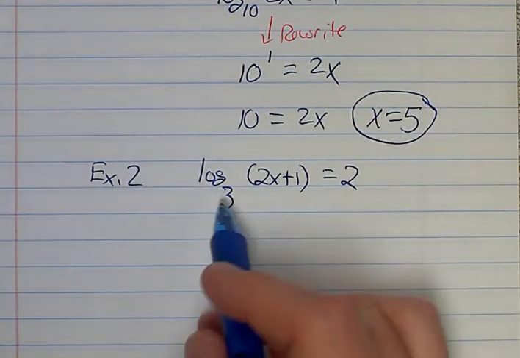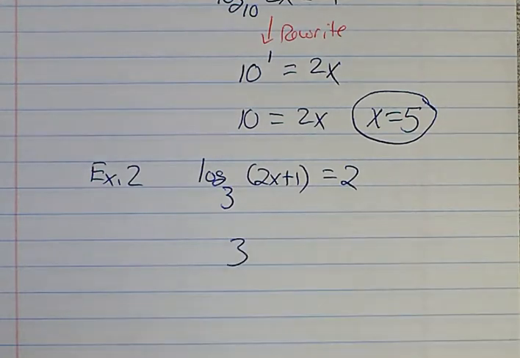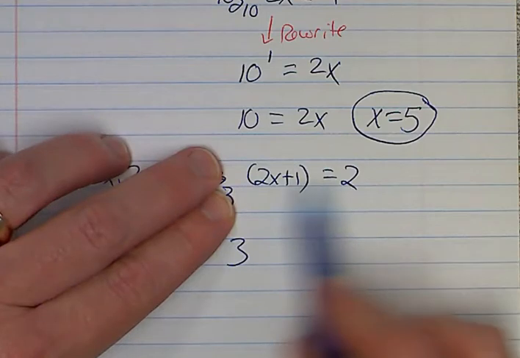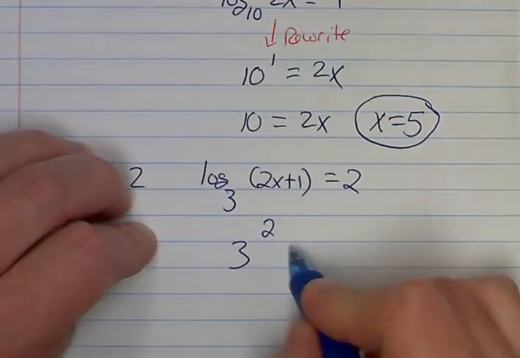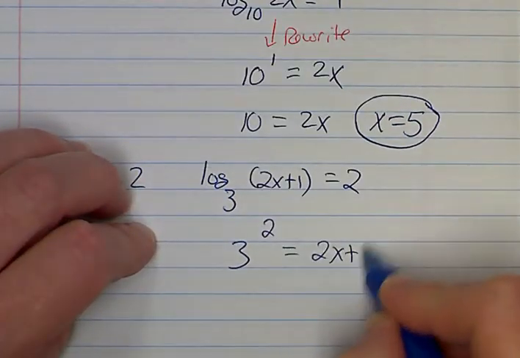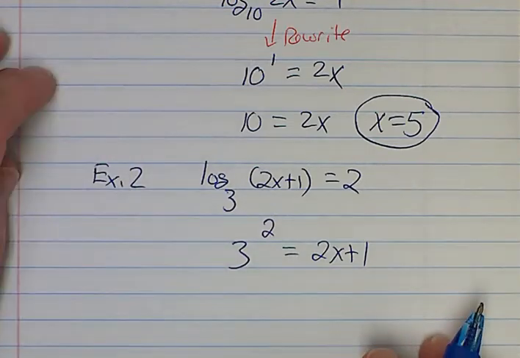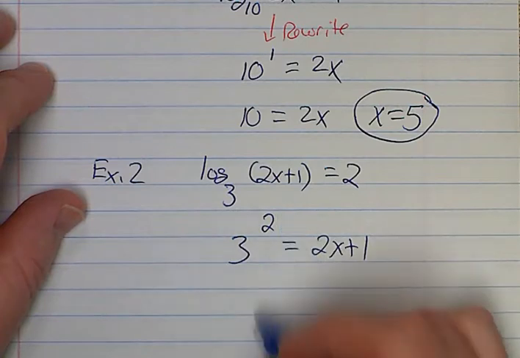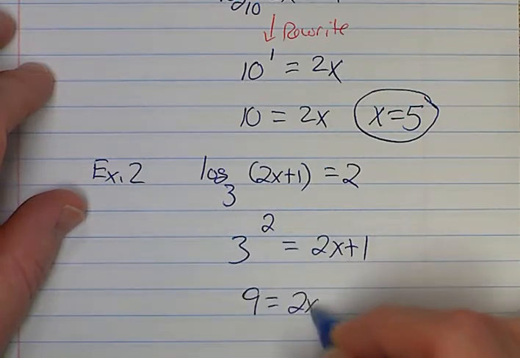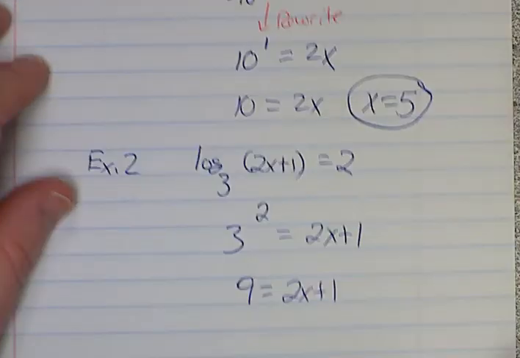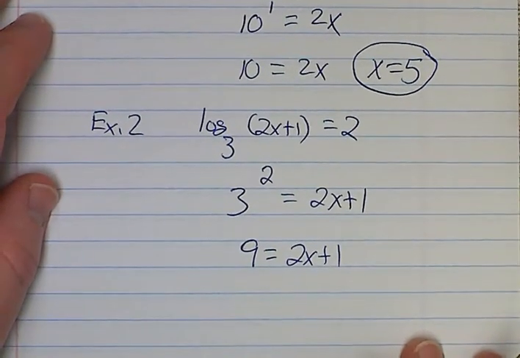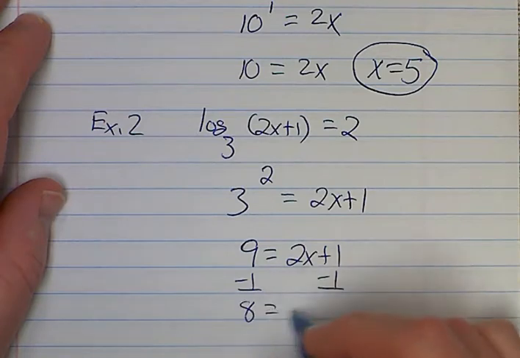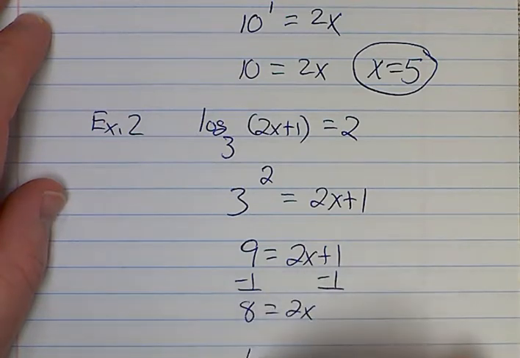All right, so this one, we've got our base, so we can just rewrite it. 3 is our base, and once you've got your base, to take it out of log form, you just switch these two parts. So it's 3 squared equals 2x plus 1. And again, 3 squared is easy, that's 9. And now you're back to solving just a regular two-step equation. Subtract the 1, and then divide by 2.